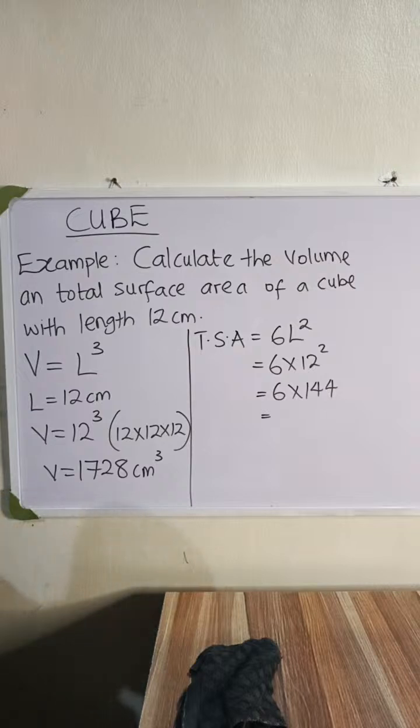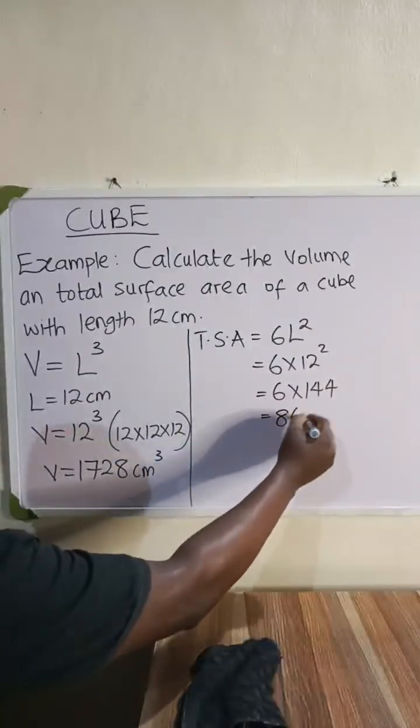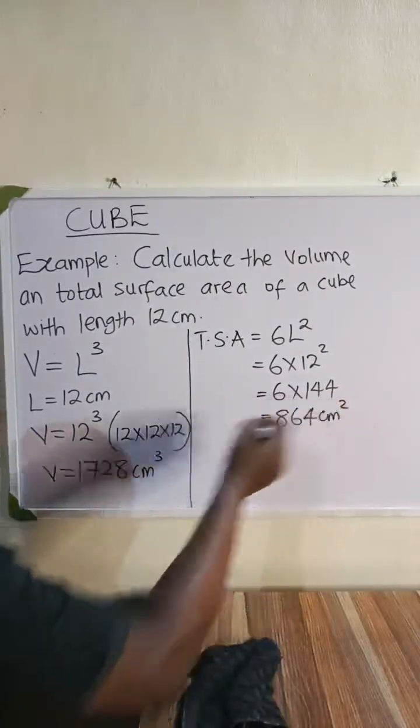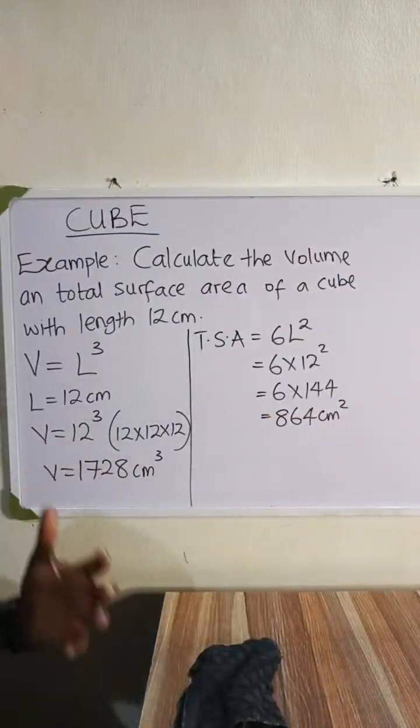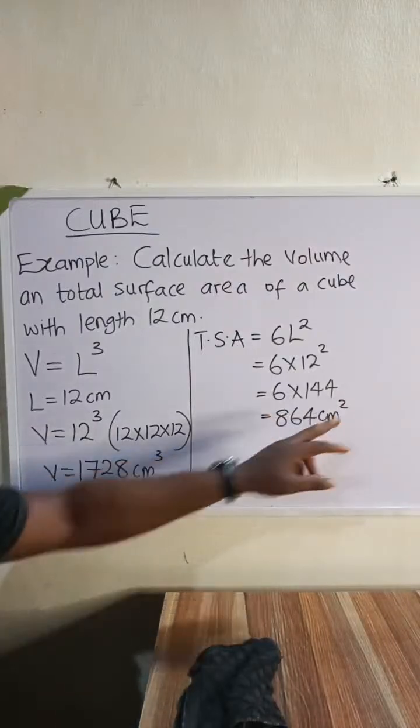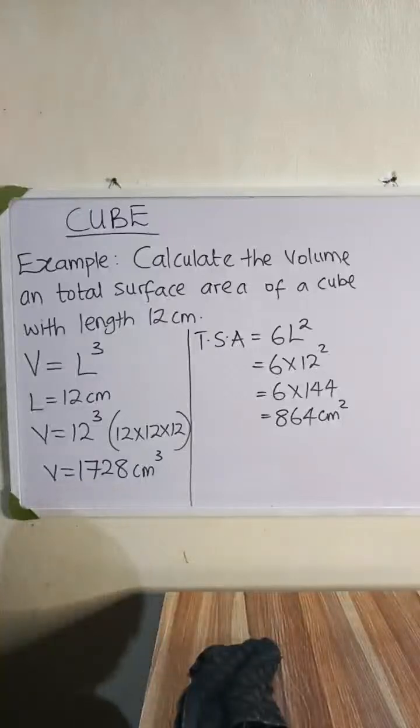What's the answer? 864. So we have 864 centimeter square. So remember, it's total surface area. That means our answer is going to have a square, not a cube.